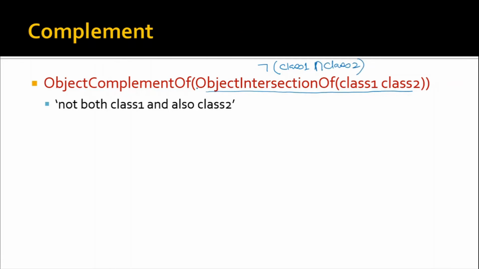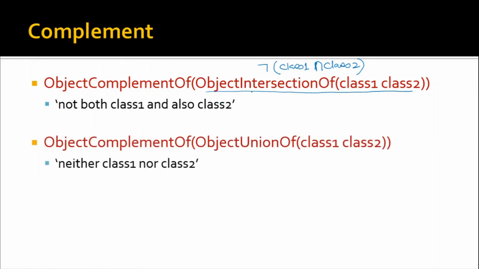So this is basically representing not both class 1 and class 2. It is not the case that both class 1 and class 2 will be satisfied, right? Or a member is both under class 1 and class 2. So this is simple set theoretic stuff, right?